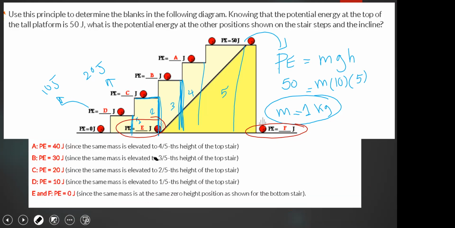Now here we have the solution, but in another way. If the mass is elevated to 4/5 of the height, you have to multiply 4/5 by 50, and you will get 40 joule. Or you can solve it as I did.